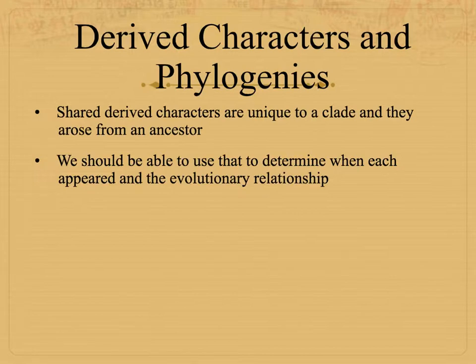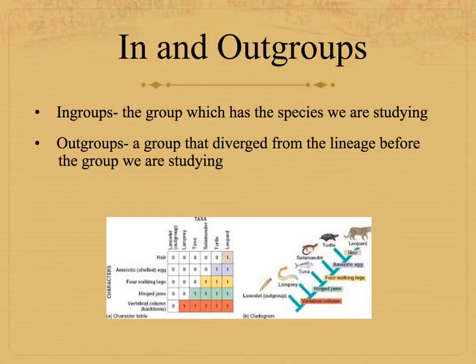So those derived characters are unique, and we know that they arose from the ancestor, even though the ancestor may not have that. Okay. By examining these shared derived characters, we should be able to determine when each one appeared and the evolutionary relationship to the whole group because of it. So let's take a look at how we would put these together, how we put together these cladograms, or things that we've looked at before.